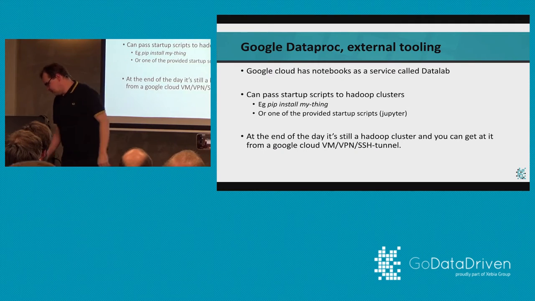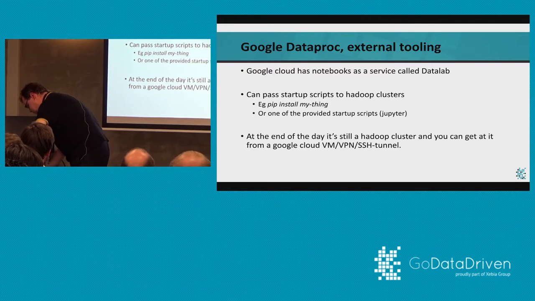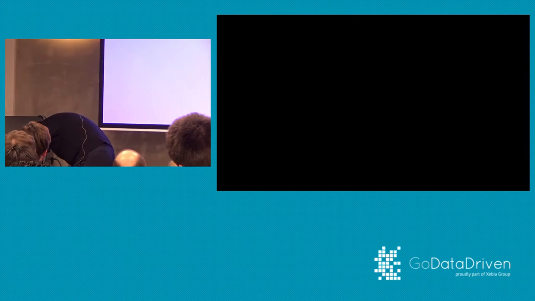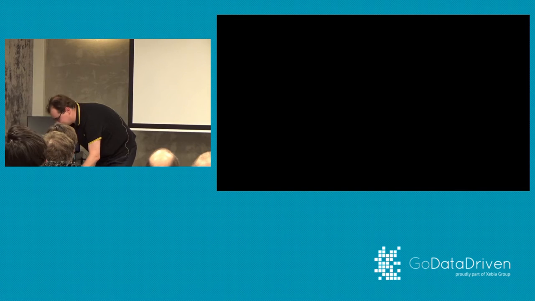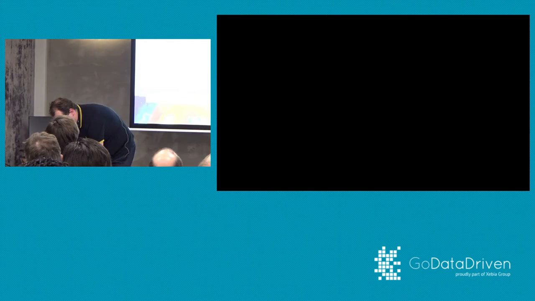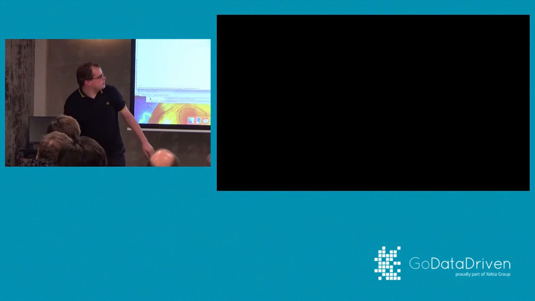So that's this slide. I'd also like to show a small demo. This is where I want to create a cluster. I can give it a name. I want it in Europe somewhere. The master is fine with a 4-core. I'll give it one master because that's fine.